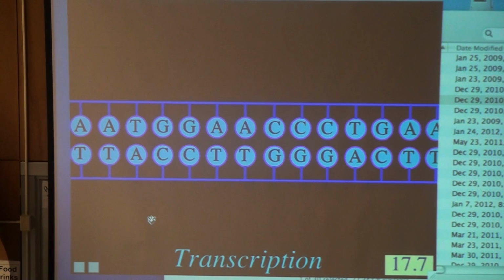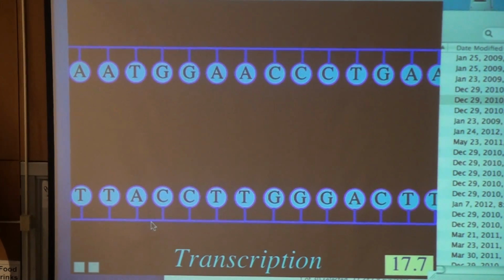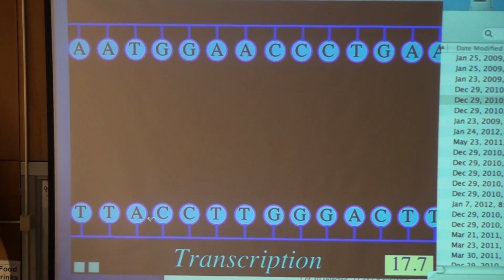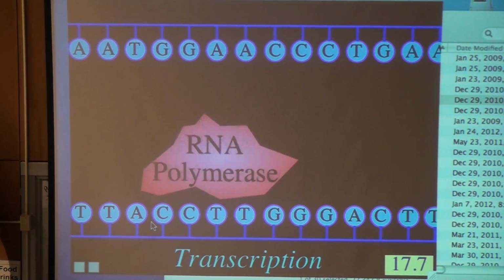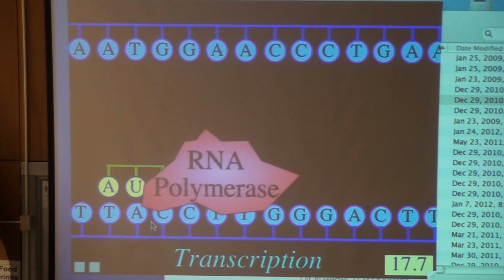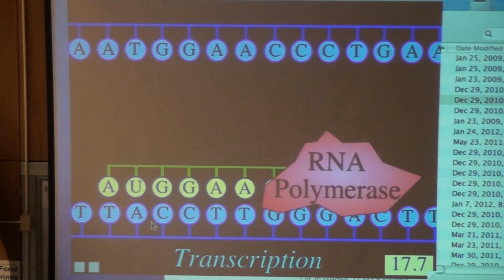And this is just some details about the transcription process. The 2 strands of the DNA separate from each other. An enzyme called RNA polymerase binds to one of the strands and makes a RNA complementary to that strand.